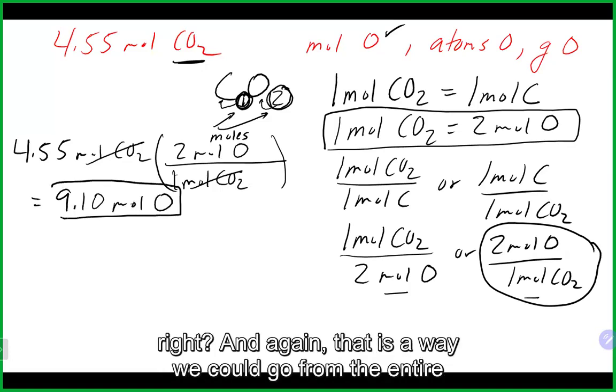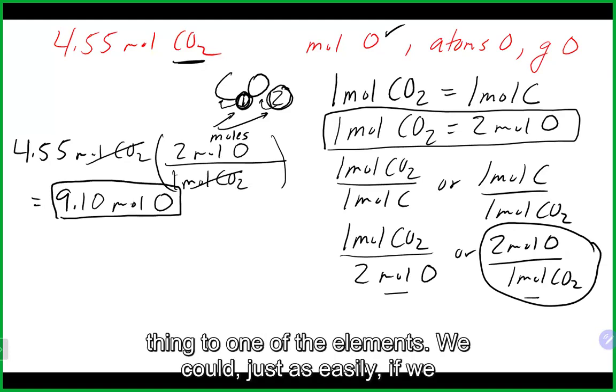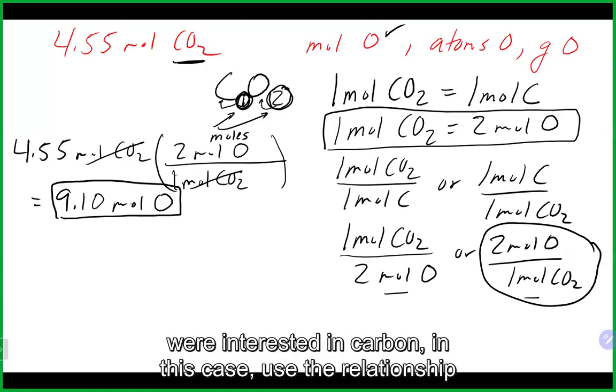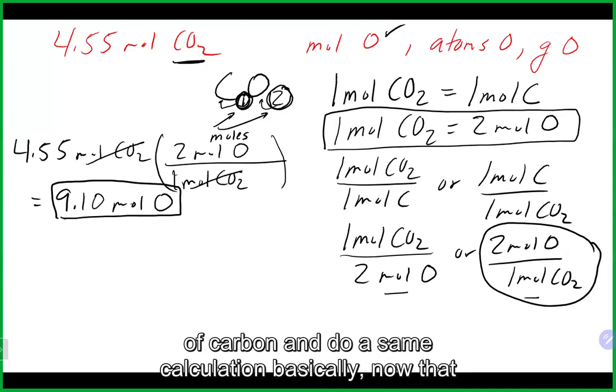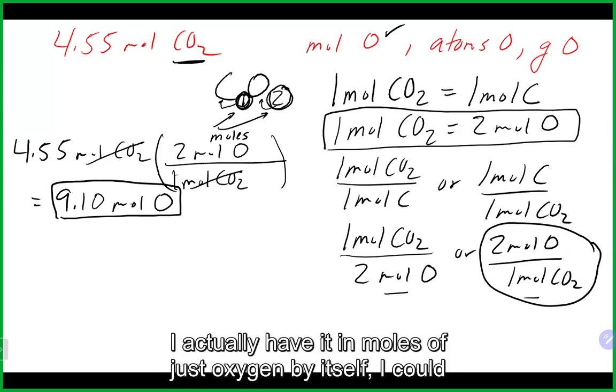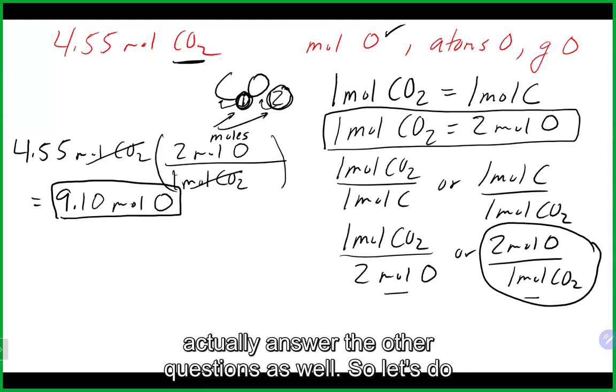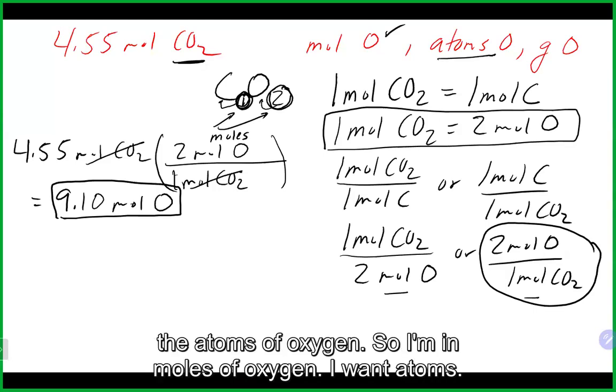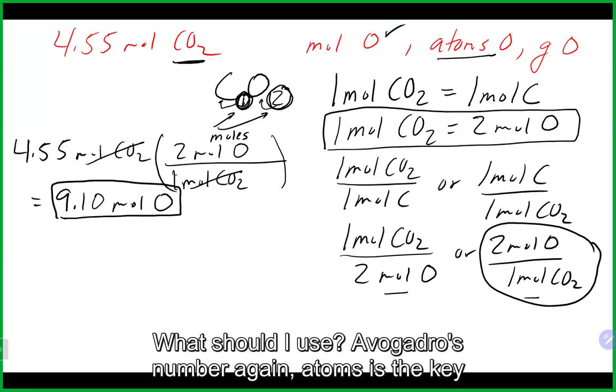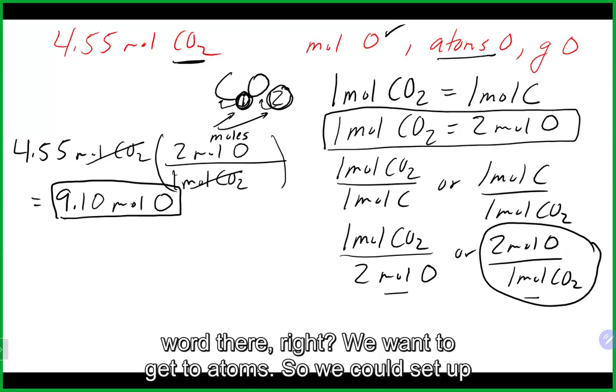And again, that is a way we could go from the entire thing to one of the elements. We could just as easily, if we were interested in carbon in this case, use the relationship of carbon and do a same calculation, basically. Now that I actually have it in moles of just oxygen by itself, I could actually answer the other questions as well. So let's do the atoms of oxygen. So I'm in moles of oxygen. I want atoms. What should I use? Avogadro's number. Again, atoms is the key word there, right? We want to get to atoms.